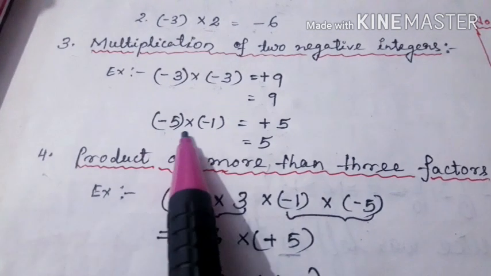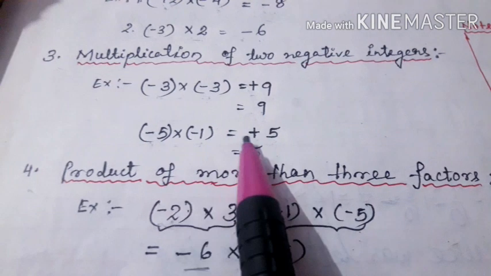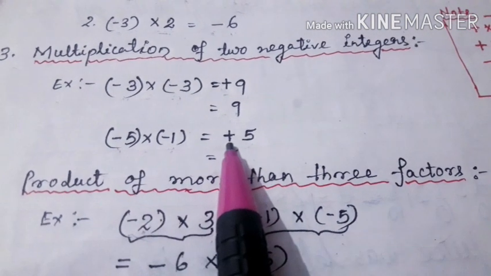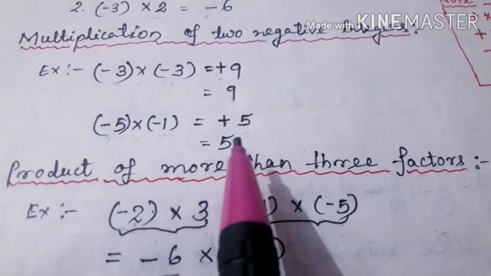Then minus 5 into minus 1. Both are negative integers. When we multiply, what sign will we get? Minus into minus is equal to plus. 5 into 1 is equal to 5, which is equal to plus 5.